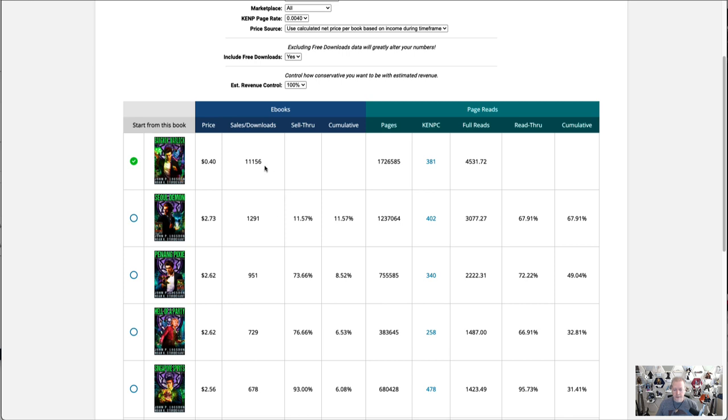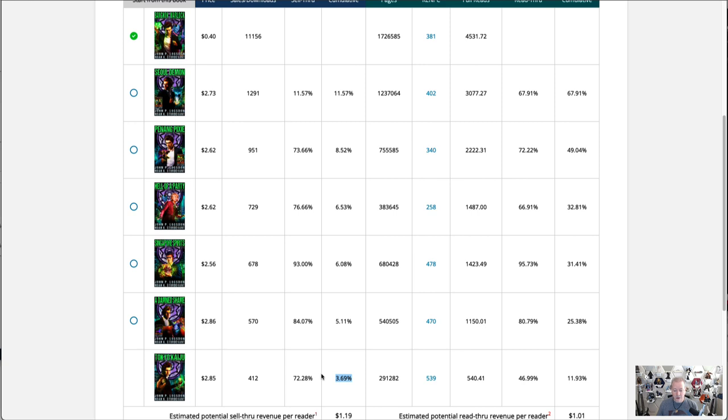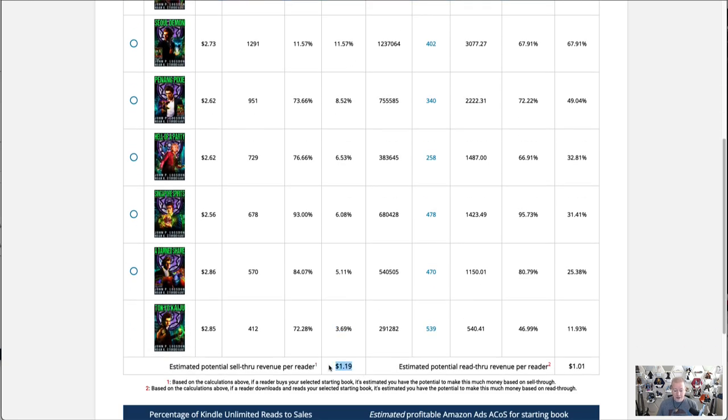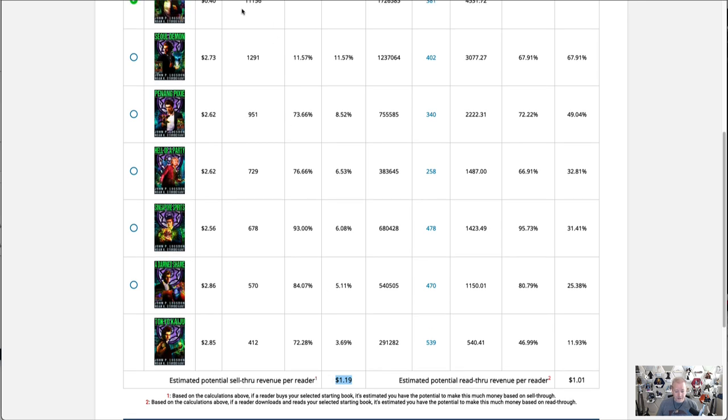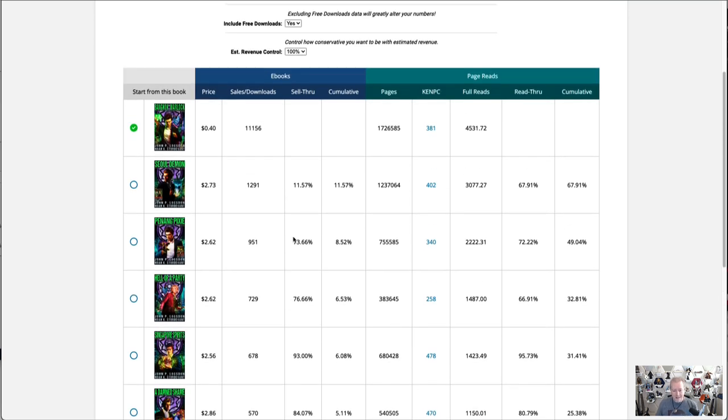Now you're going to be thinking, well, that's because we had sales and so on, but wait, my price was only 40 cents. Hold on, what's going on here? And then we drop down, we go, wow, I only have 3.69% all time of cumulative read-throughs from this to this. And then I'm only going to make $1.19 for each person who picks up book 1, or estimated for the sell-through and so on. So yes, this can happen.